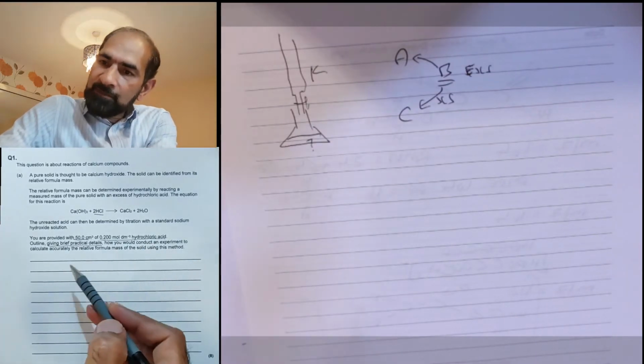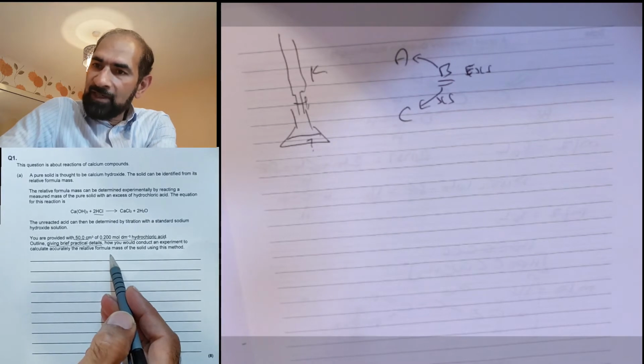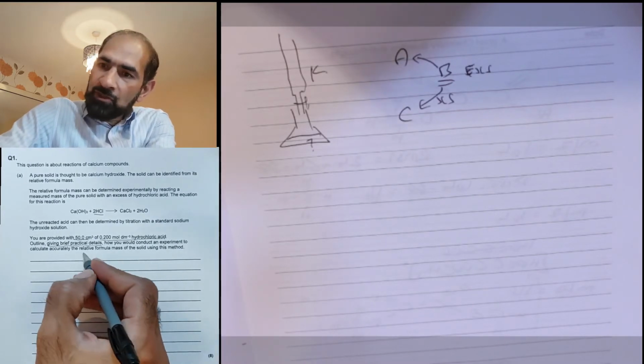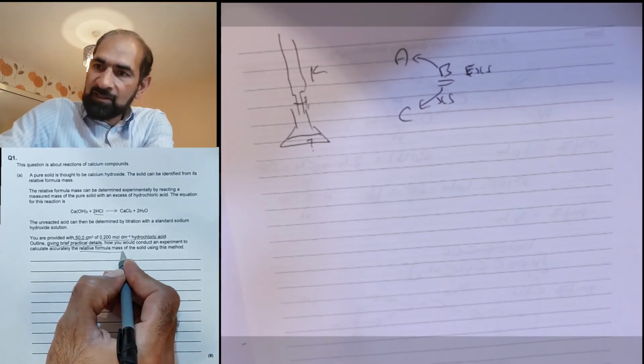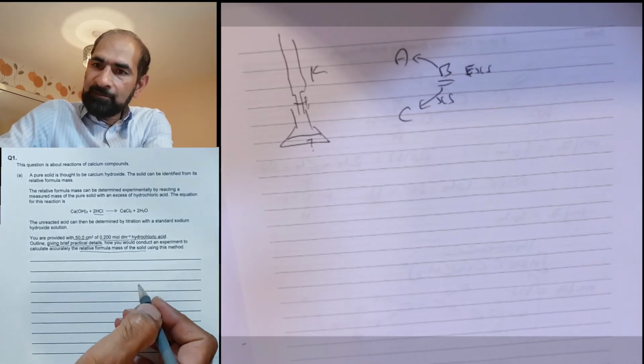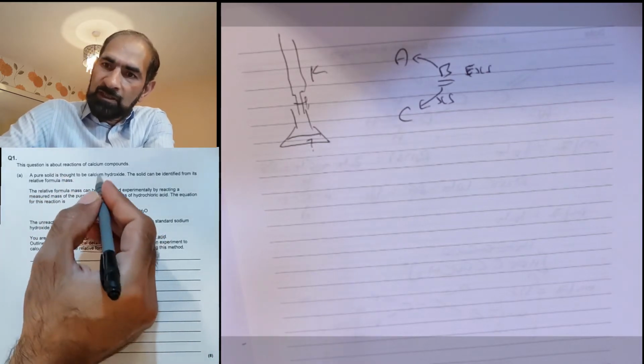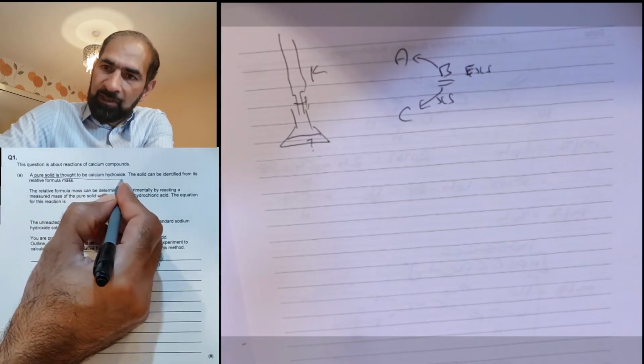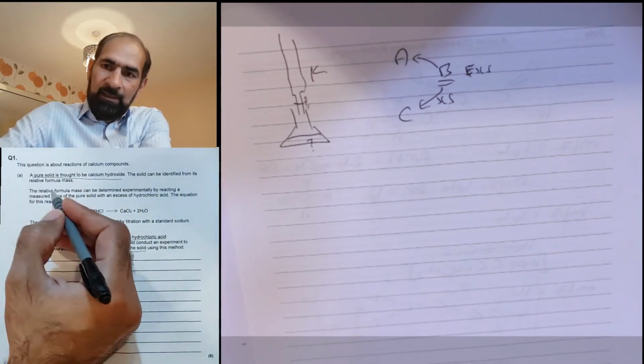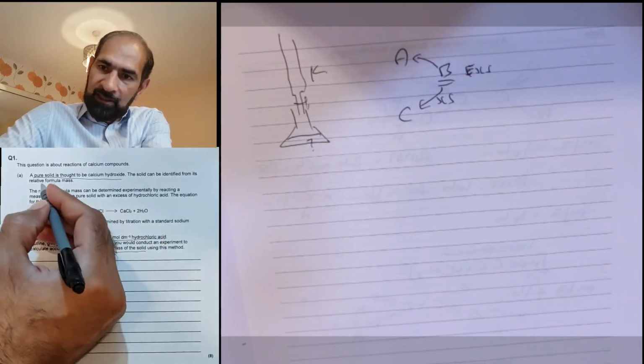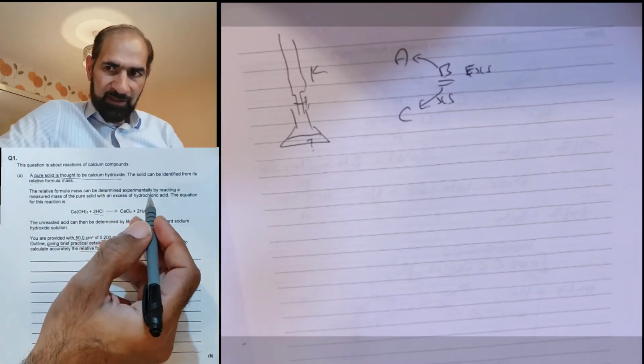How you would conduct an experiment to calculate accurately the relative formula mass of the solid. So we need to work out the relative formula mass of the solid using this method. A pure solid is thought to be calcium hydroxide. The solid can be identified from its formula mass. The relative formula mass can be determined experimentally.